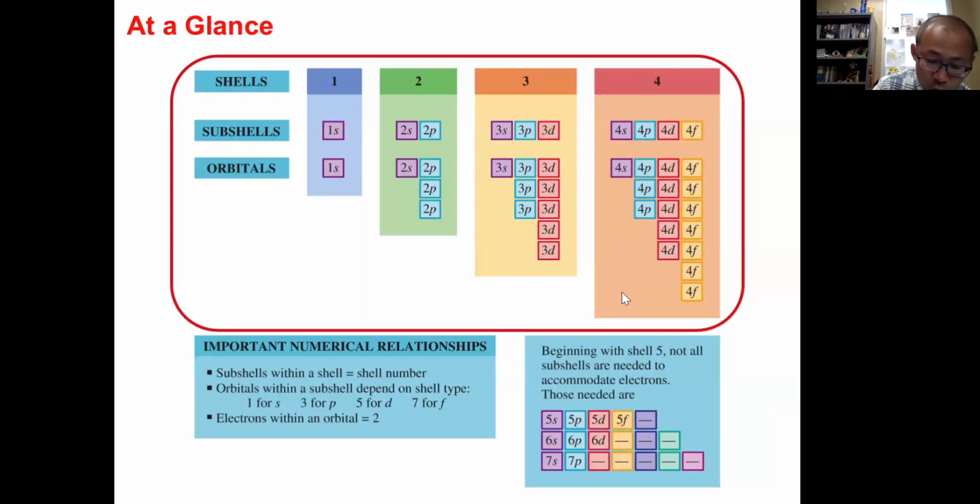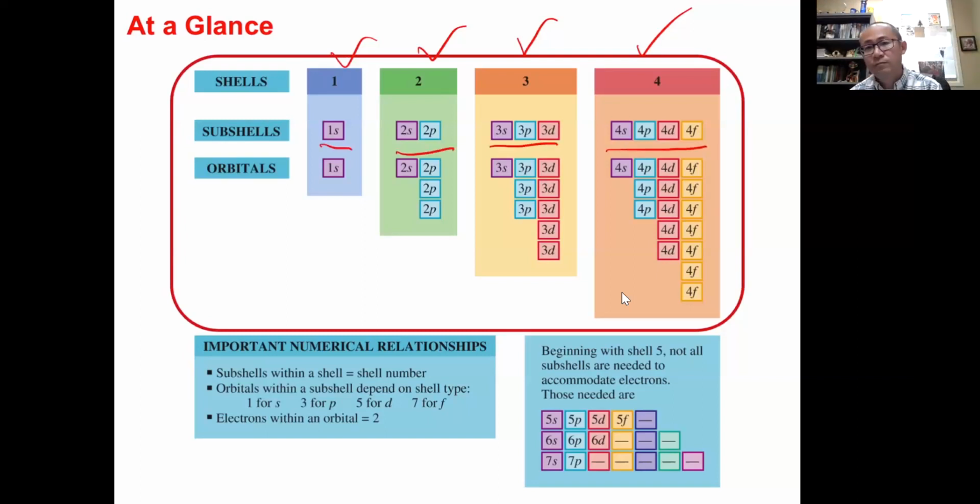Shell, energy level, 1, 2, 3, 4. Each shell has subshells. The number of subshells is the same as the shell number: first subshell, second subshell, third subshell, and fourth subshell. Subshells are designated by the letters S, P, D, and F. And of course, we put a number in front of the letter to indicate which shell it belongs to.